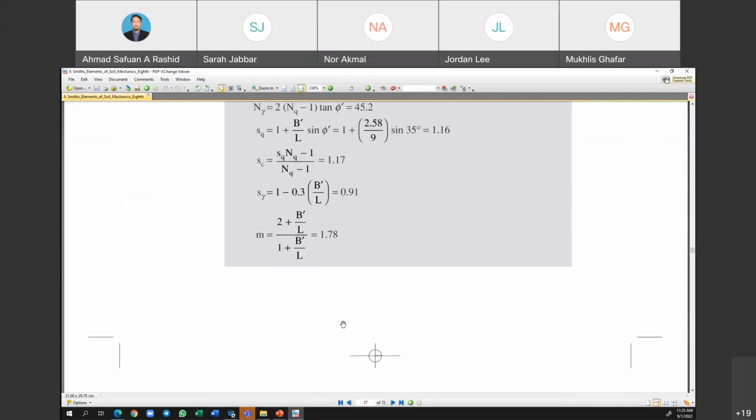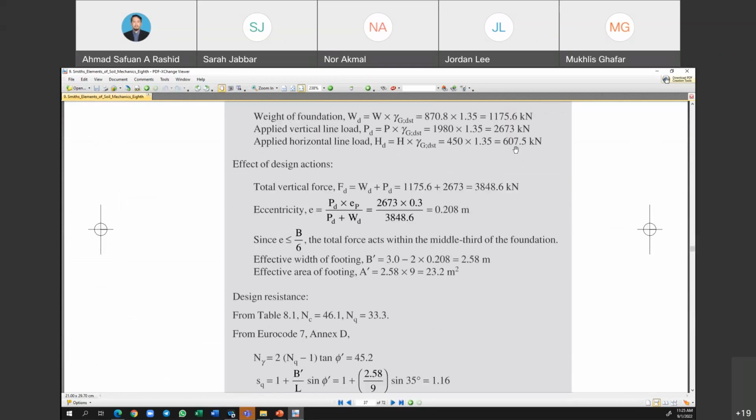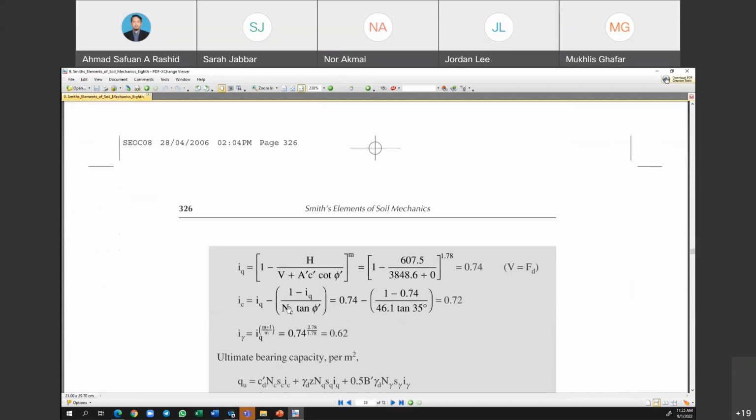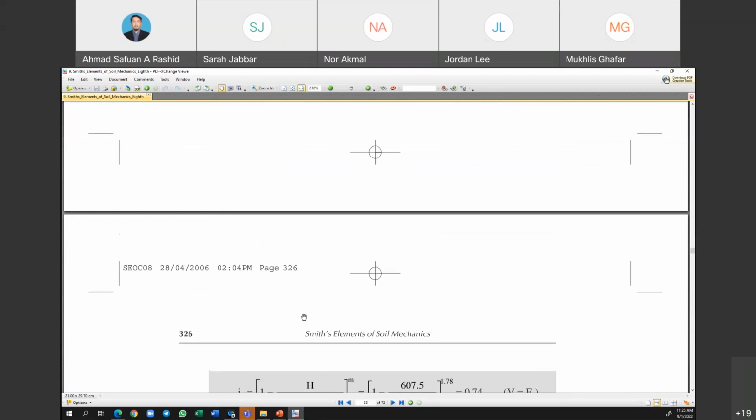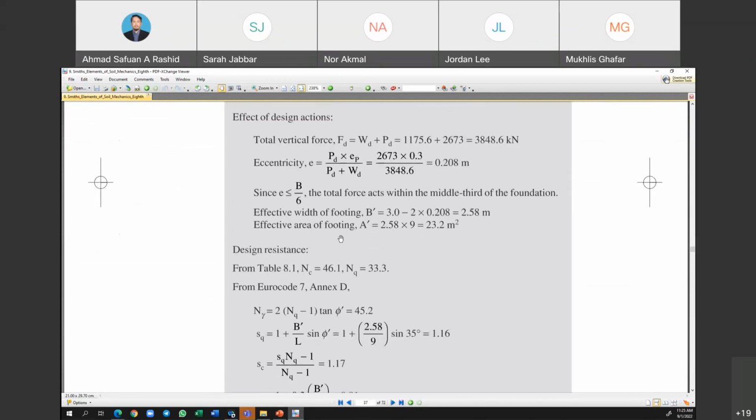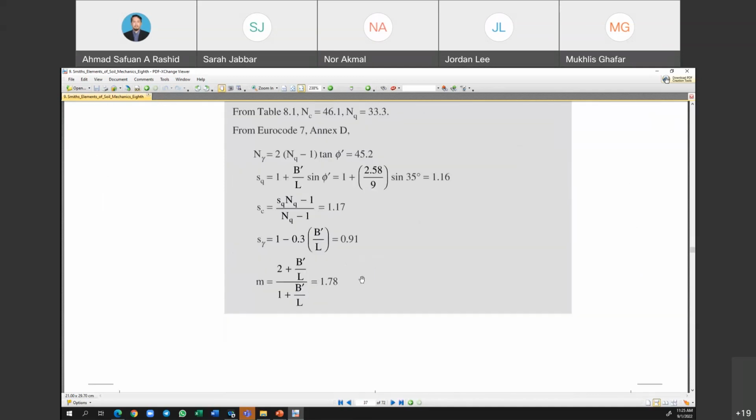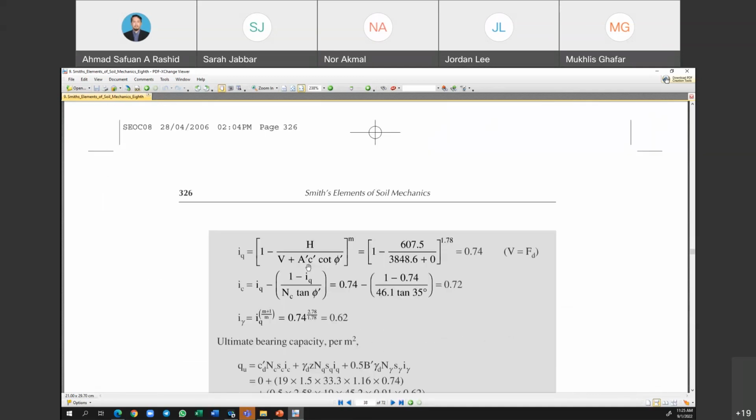We have here H, which is 607.5. Then we have V here, 3848.6, plus A. A prime is the value of the effective footing, 23.2. However, the C is equal to 0 because it is on sandy soil, or drained soil. So at the end it becomes 0.74. That is for the IQ.